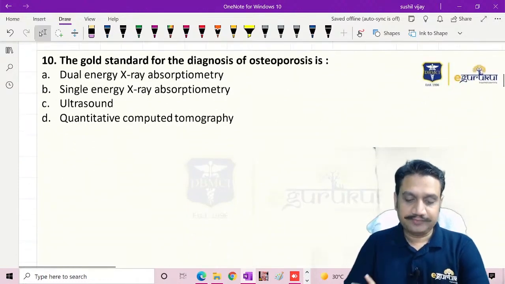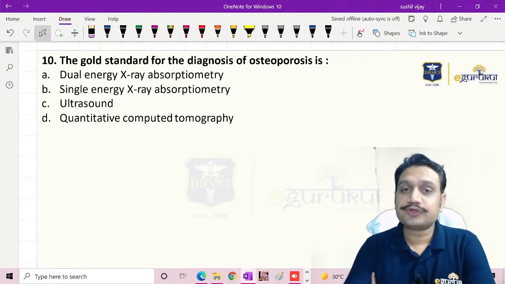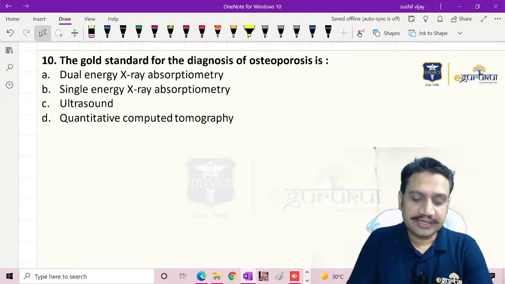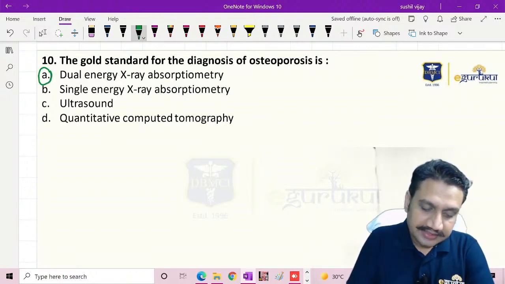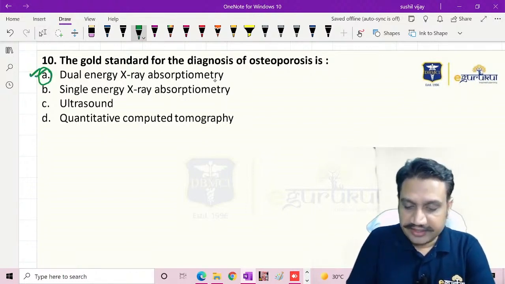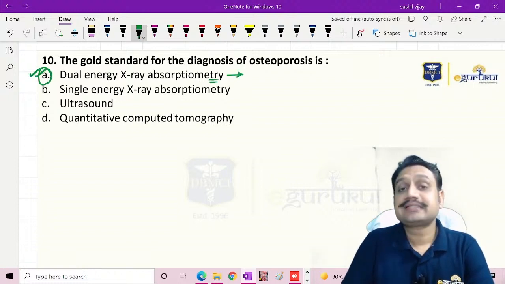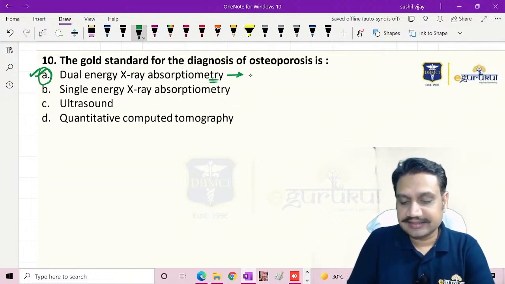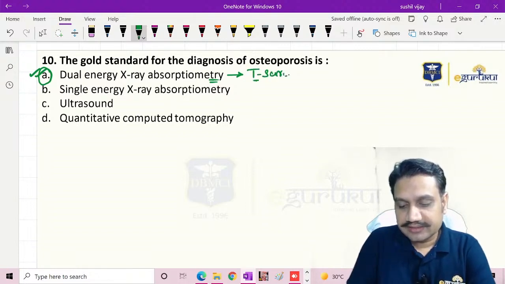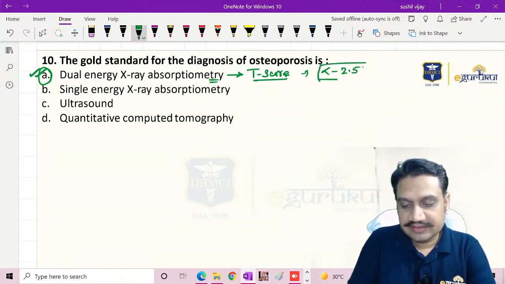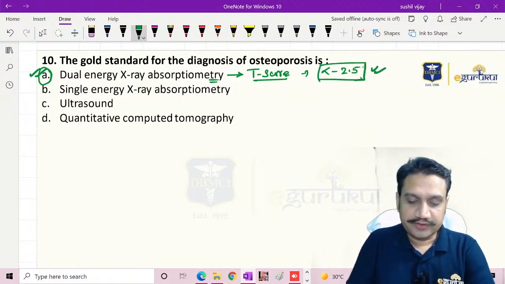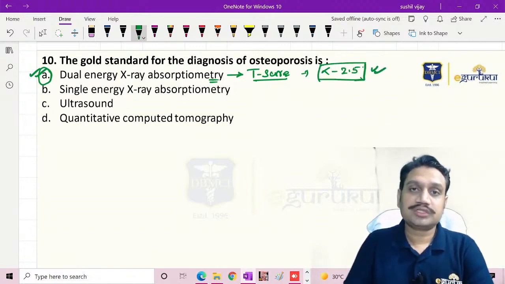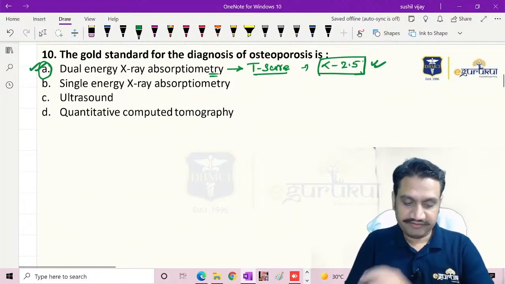Chalo. Next one. The gold standard for diagnosis of osteoporosis, we have discussed that already, and that is your DEXA scan. Absolutely correct. And what we are measuring in the DEXA scan, we have discussed already, it is the T score, and when to call it osteoporosis? When the level is less than minus 2.5, we call it osteoporosis. Okay, very good.